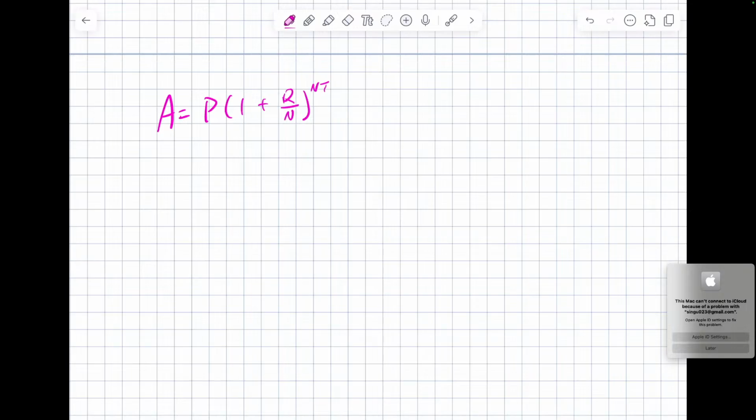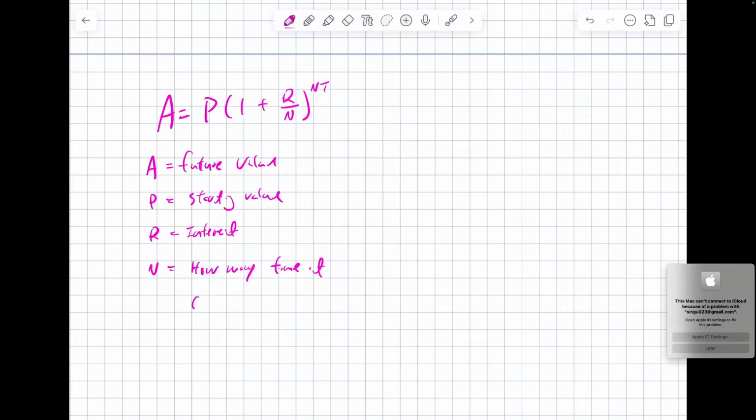We talk about what happened with the compound interest. This is going to be one on the SAT. It can compound. So A stands for the future value. P is the starting value. R stands for interest. N stands for how many times it compounds per year.